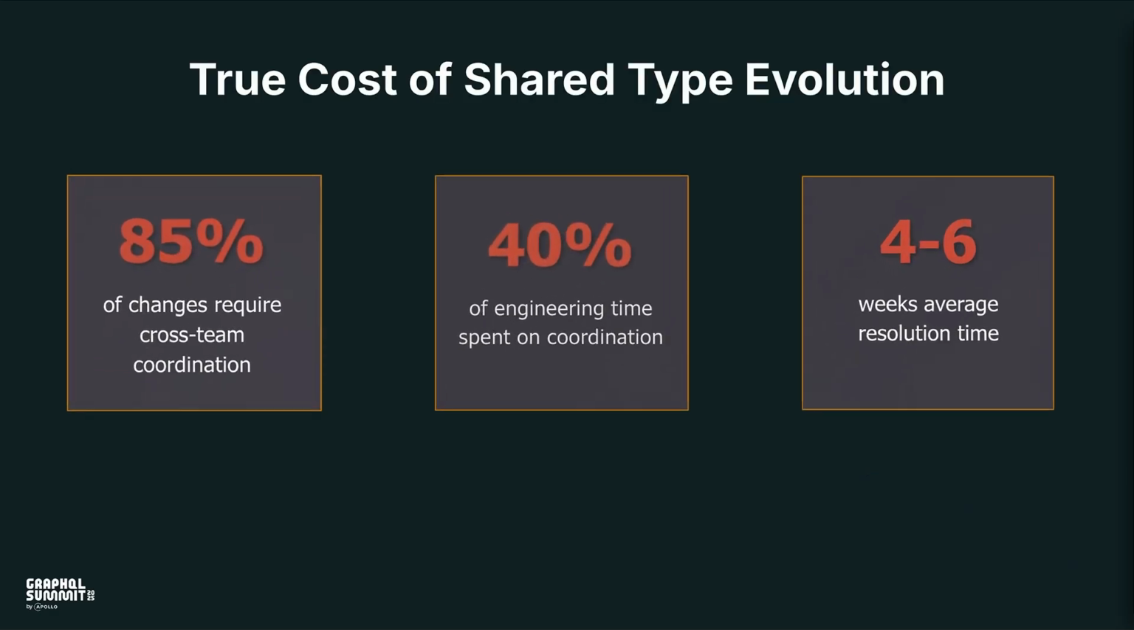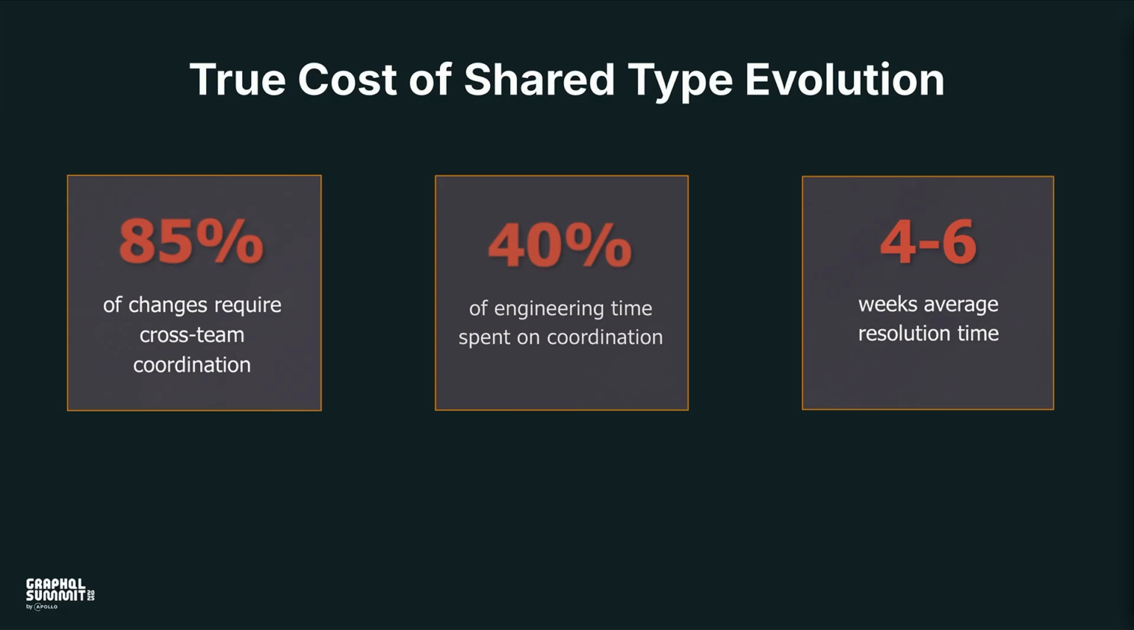At Intuit, we have lots of subgraph teams, and these teams share their GraphQL types. When I say shared GraphQL types, it means that they have the same type defined by multiple subgraphs using the @shared federation directive. So when you are making any changes to these shared types, most often that requires coordination with other subgraphs. A lot of engineering time is wasted in this coordination.